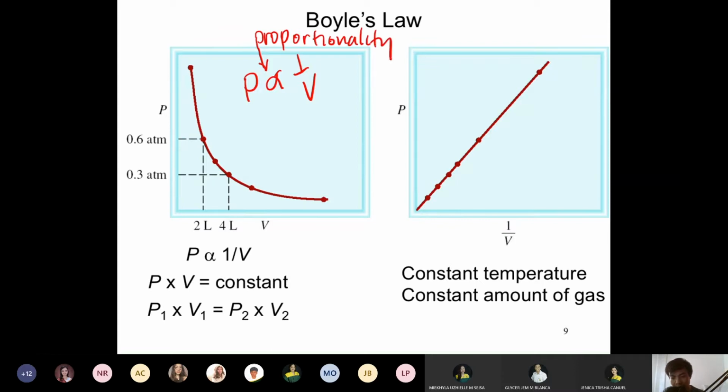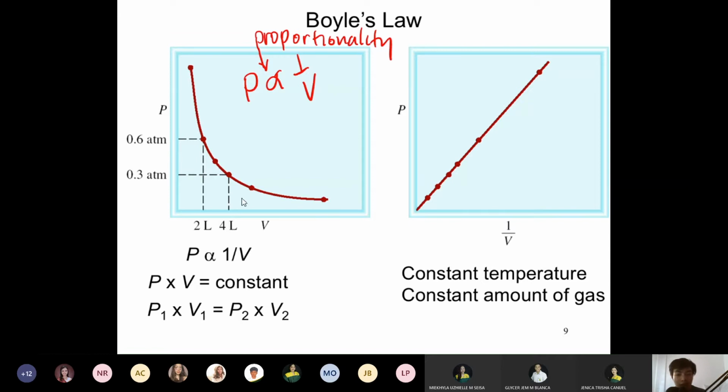Proportionality symbol. So, that's alpha. It's just like an alpha, no? That tells us about the mathematical relationship of the two. So what does it mean when it's inversely proportional? When you increase the pressure, what will happen to the volume? It will decrease, no? If you increase the volume, what will happen to the pressure? It will decrease also, no?